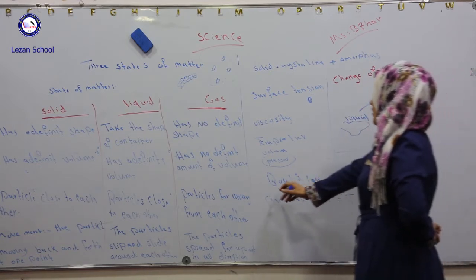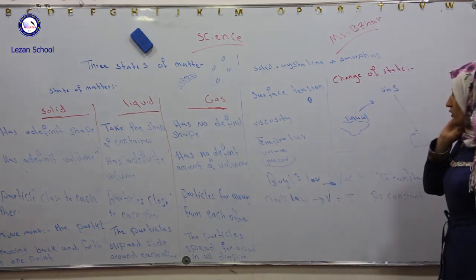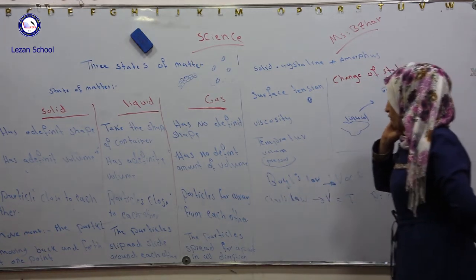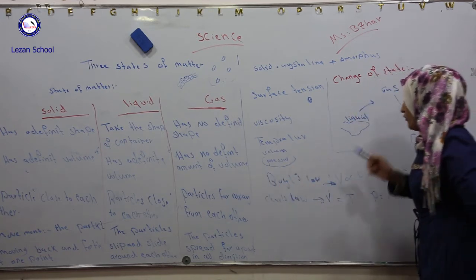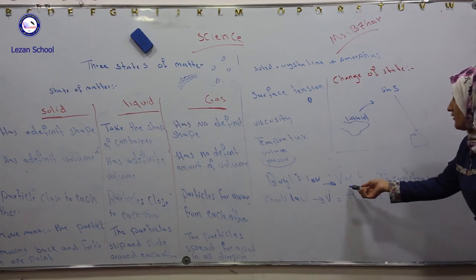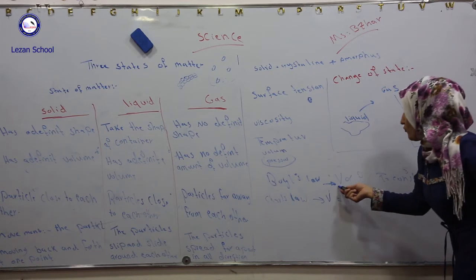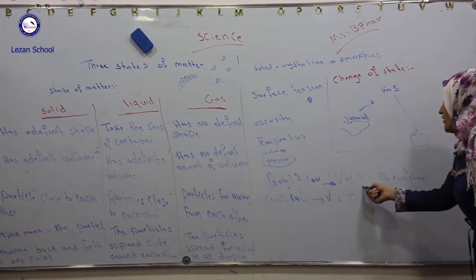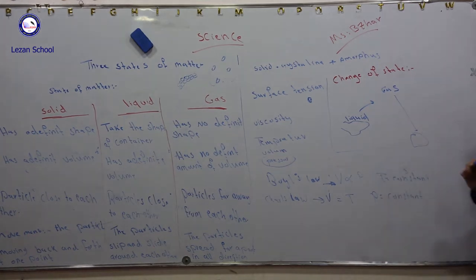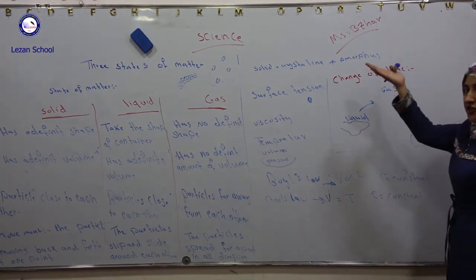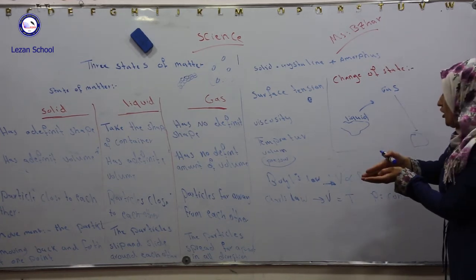Now we have two laws: Boyle's law and Charles' law. Boyle's law says the volume will change inversely with the pressure when temperature is constant. This means when we have high pressure, we have small volume.